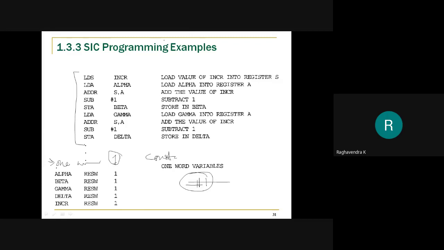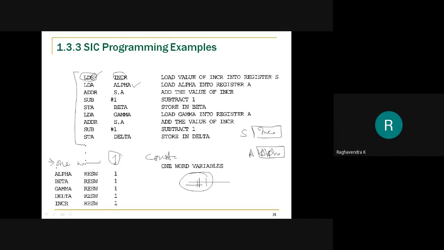The first change that you notice here is that we are using the S register, because this is an extra register present in our SIC/XE. So there is LDS increment. What it does is store the value of INCR in the S register. And I believe this instruction you are familiar with. So the alpha value will be loaded into accumulator A.